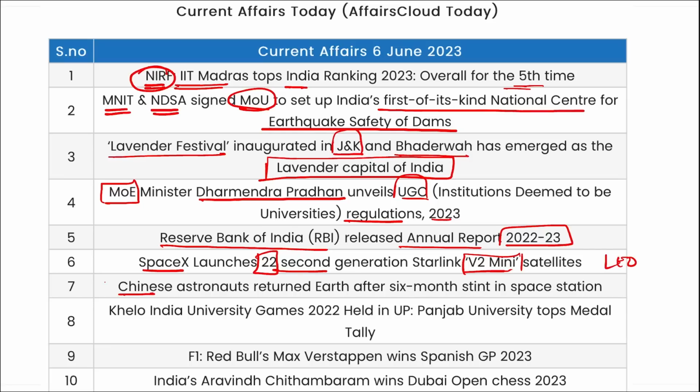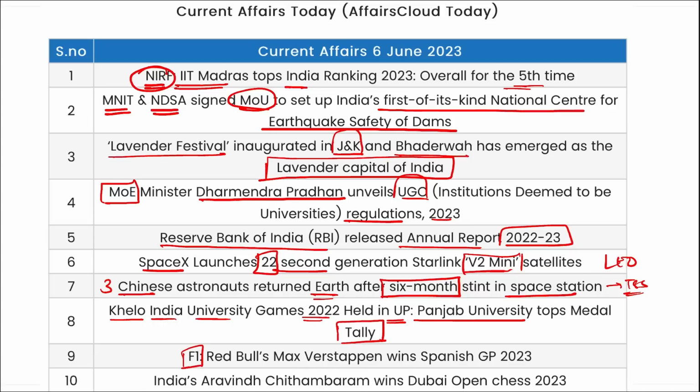Then three Chinese astronauts returned to Earth after 6 months of stint in the space station, that is your Tiangong space station that is being built by China itself. Then Khelo India University Games 2022 were held in UP, and here Punjab University has topped the medal tally.